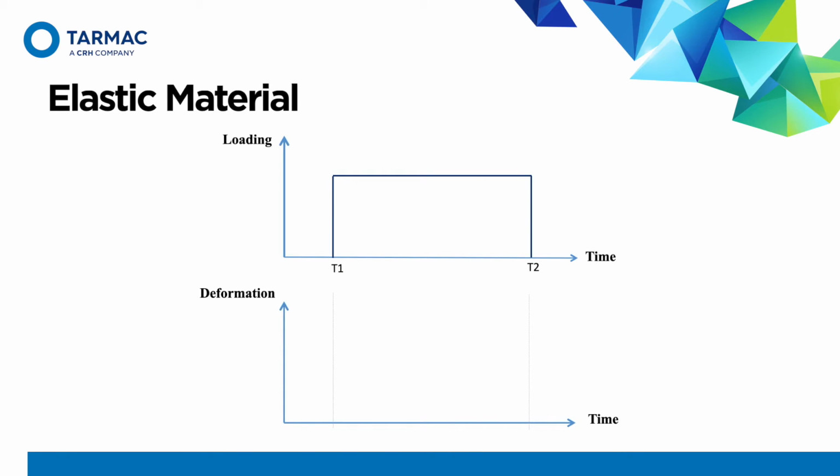If you can represent this by a graph, on the top one, if we apply loading from time t1 to t2, the material at time t1 will instantaneously respond, and as long as the loading is applied from time t1 to t2, it will maintain its deformation, and once the loading is removed at time t2, it will go back to its initial position. This is the elastic material definition as a property.